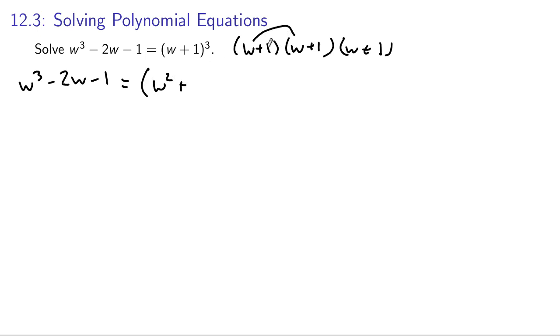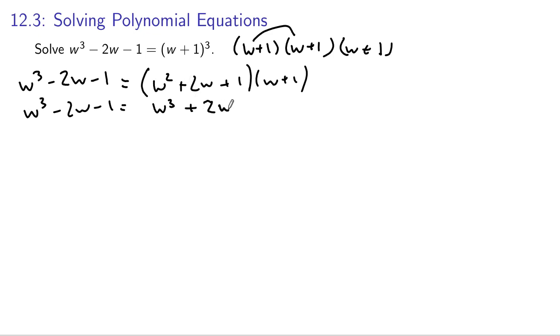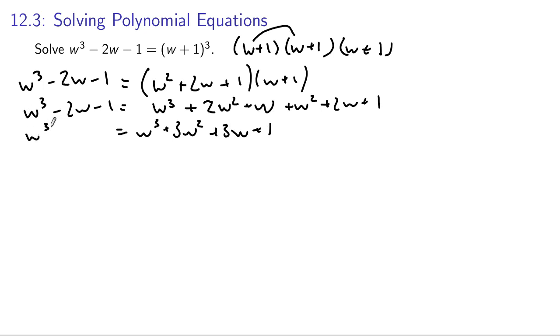W squared, w plus w is 2w, and then 1 times w plus 1. And if I went over that too fast, just review that on your own. Make sure that makes sense to you. And then distributing the w plus 1, we get w cubed plus 2w squared plus w. That's the w times this quadratic, and then times 1 will just be the same thing, w squared plus 2w plus 1, which is w cubed plus 3w squared plus 3w plus 1 equals the left-hand side, w cubed minus 2w minus 1.